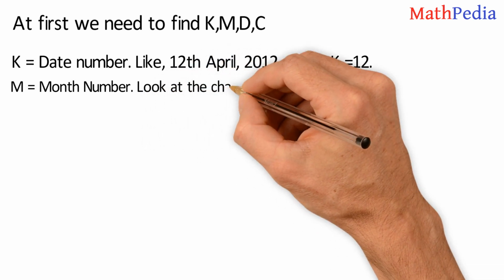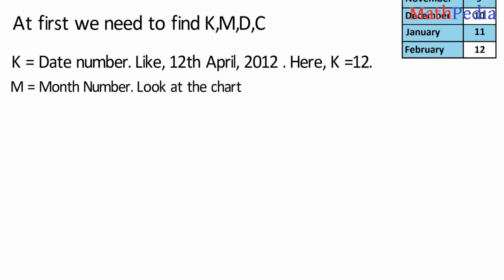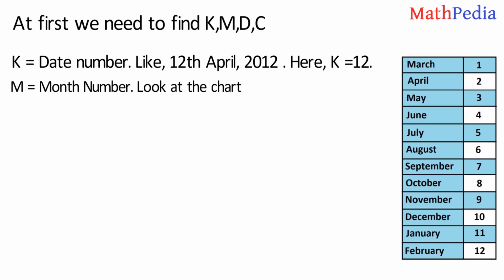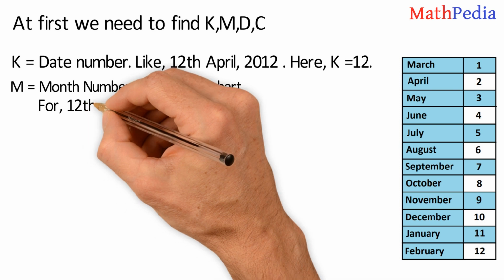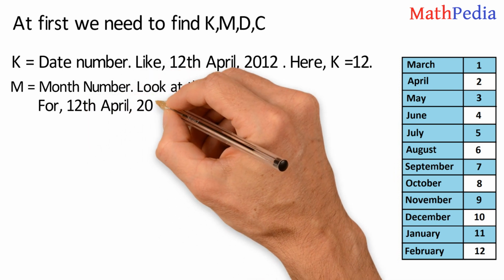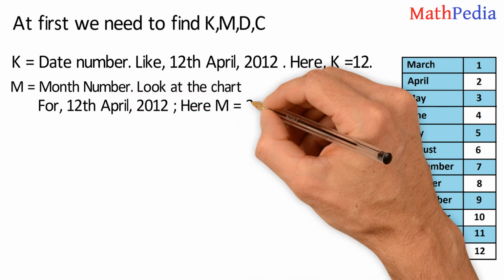Look at the chart. From the chart we can find the values of M for different months. For example, 12th April 2012, here M equals to 2.